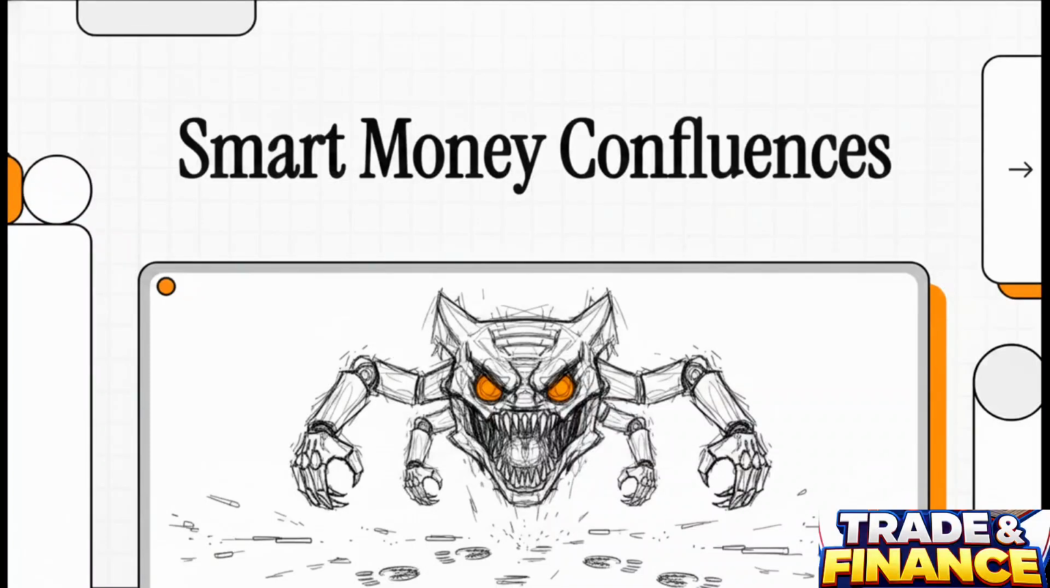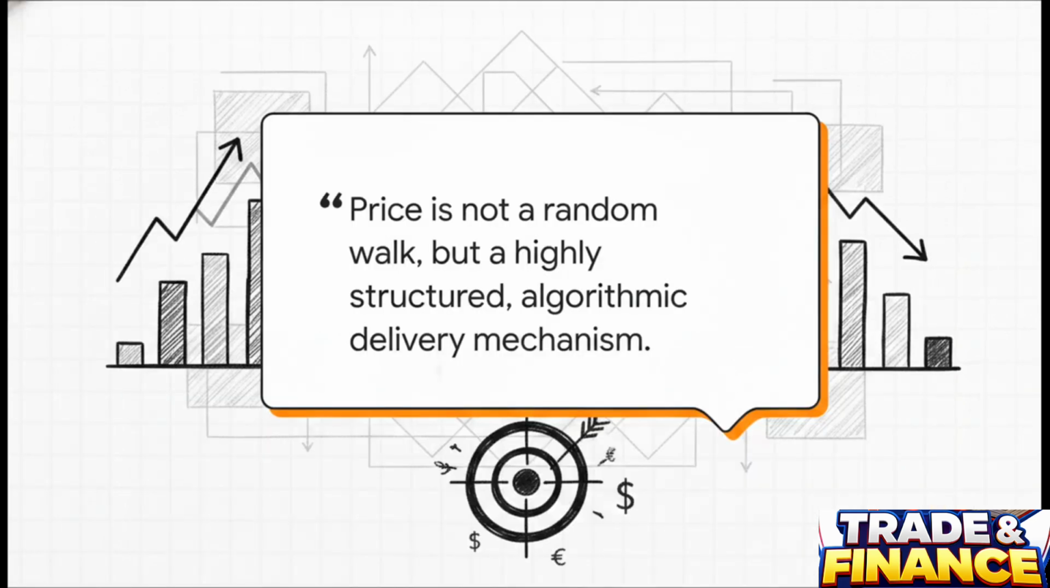All right, let's crack open this explainer and completely decode the hidden footprints of institutional algorithms. We're going to fundamentally transform the way you read your charts today. If you've ever felt like the market is actively hunting your stop loss, well, you're about to find out exactly why. And more importantly, we'll cover how to use smart money confluences to turn the tables on the very institutions hunting you.